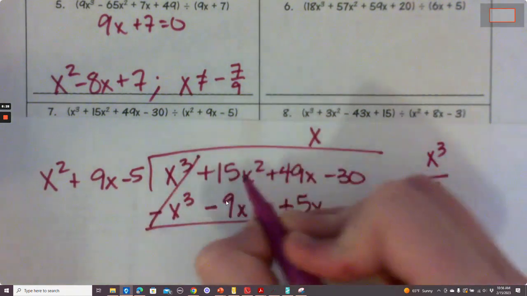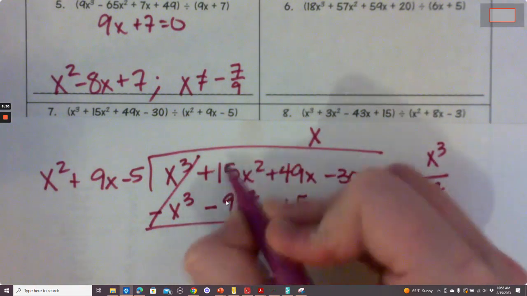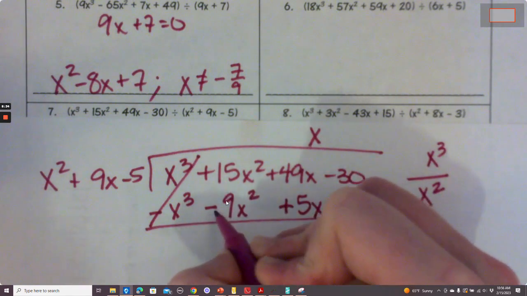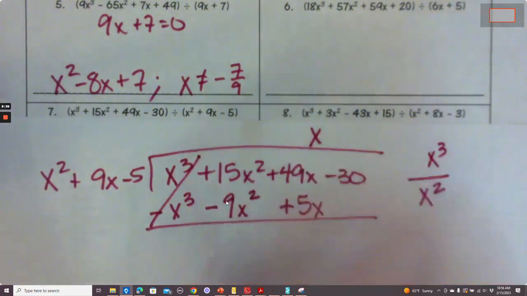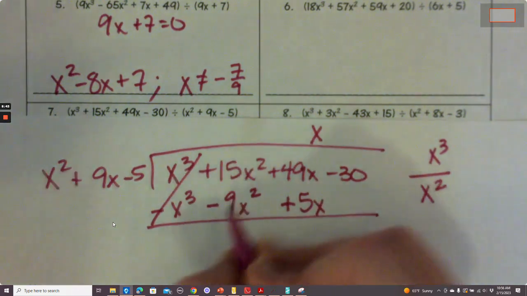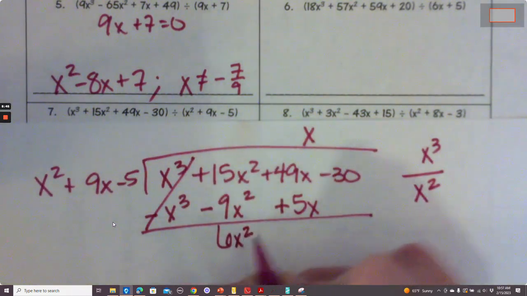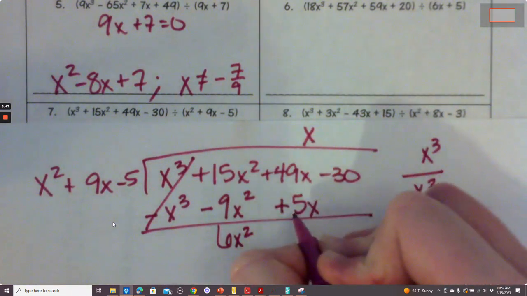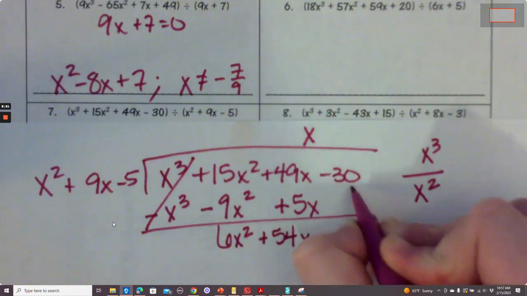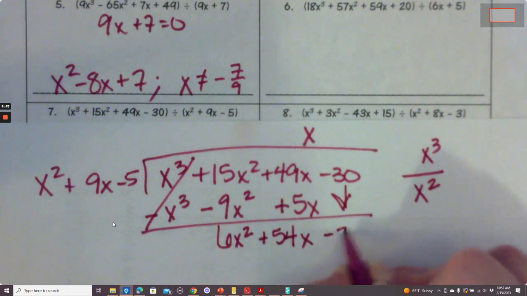All right, so this cancels. Remember, just look at the numbers. Positive 15 and a negative 9. So 15 minus 9, or 15 plus a negative 9, any way you want to do it. But what does it give me? 6x squared. Okay, 49 and a positive 5 is 54x, and bring the negative 30 down.